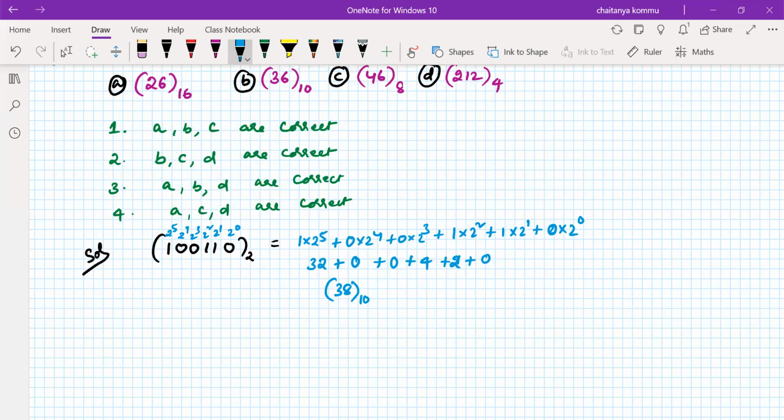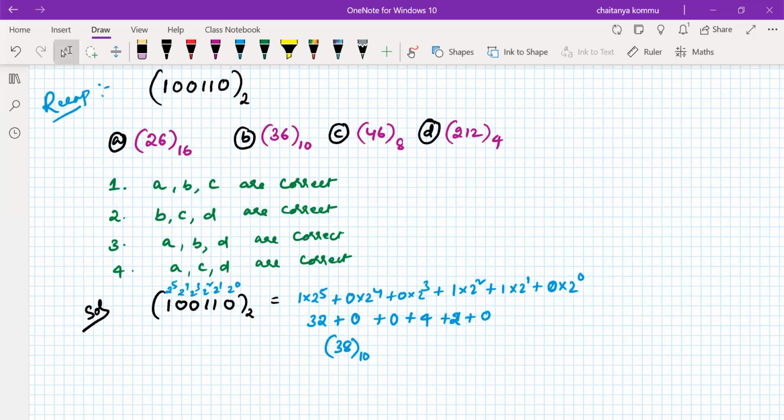So what is this answer? We got 38 of base 10. But in option B, they have given 36 of base 10. That means B is a wrong answer, so any choice containing B is wrong. B is available here also, so that entire choice is wrong. B is also available here, so that is wrong too. Therefore, the fourth one is the right answer.